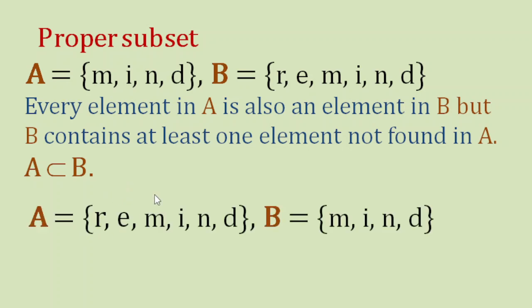And if we are going to switch the elements, okay, the elements of A are {R, E, M, I, N, T} and the elements of B are {M, I, N, D}, we can say this time that A is not a subset of B.